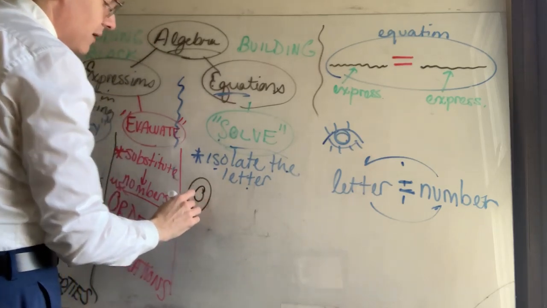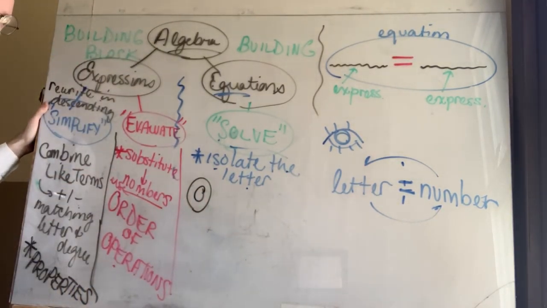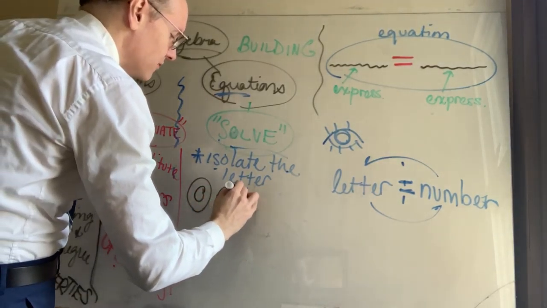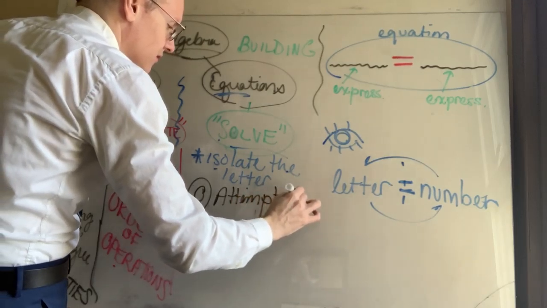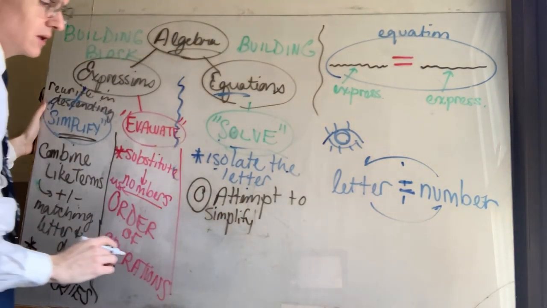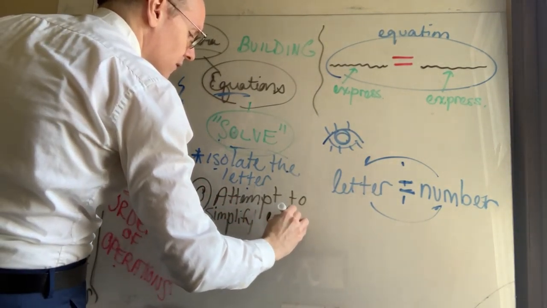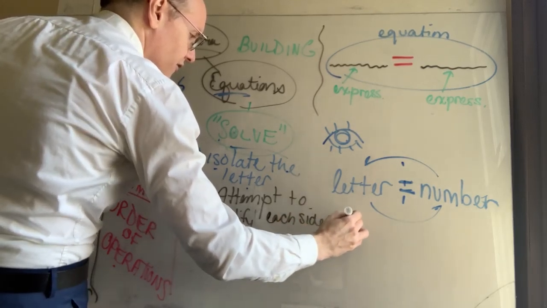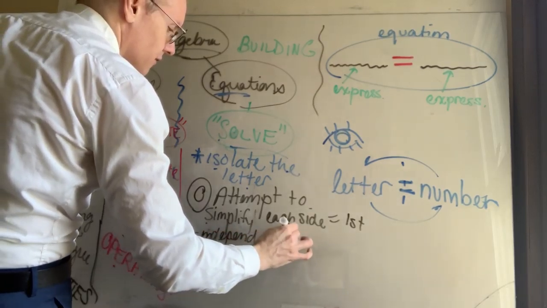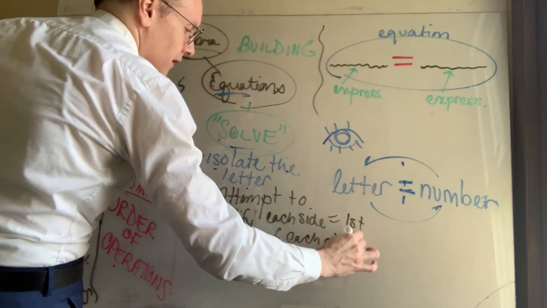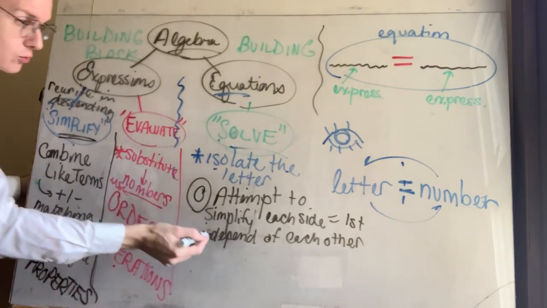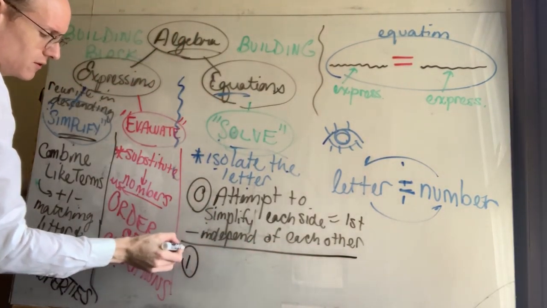As sort of a preliminary step, which is why I'm labeling it zero, you basically try to simplify first. You're going to attempt, it doesn't always have to happen, attempt to simplify, combine like terms, use properties if necessary, each side of equals first. That is to say, independent of each other. Right? If when you start out, you don't have to do that, and you only know by looking, then you could really do what is the mainstay of this process.